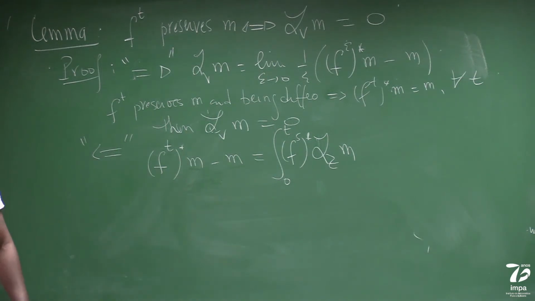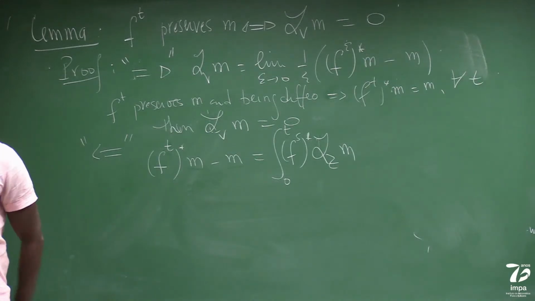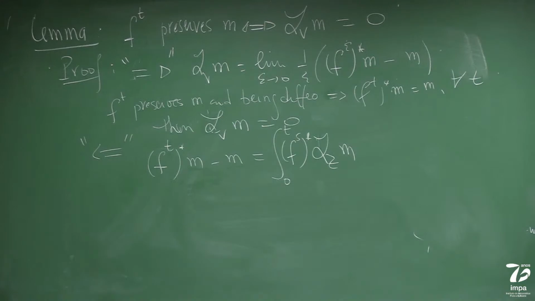Do you have a Liouville formula for the Lie derivative? Sorry? Do you have a Liouville formula for this general case of the Lie derivative, a way to check it, like a formula with divergence? No, there's no.